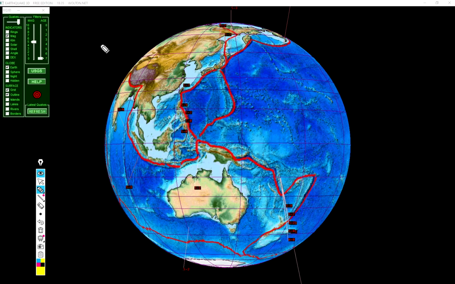Okay, we're looking at Earthquake 3D, which is the free edition. This particular application software lets us look at things like magnitude, how old earthquakes are, and the latest earthquakes right now. I have it set to 7 days, and it only shows magnitudes of 5 or greater.